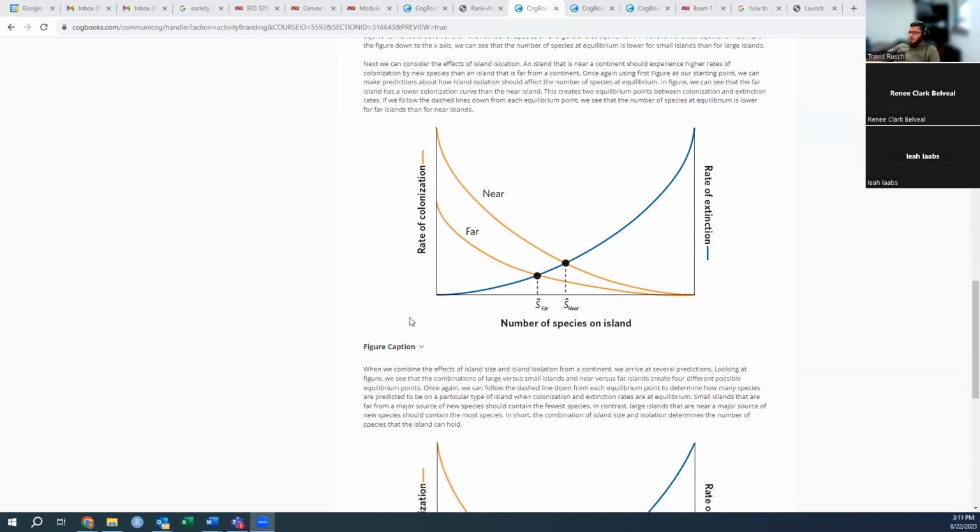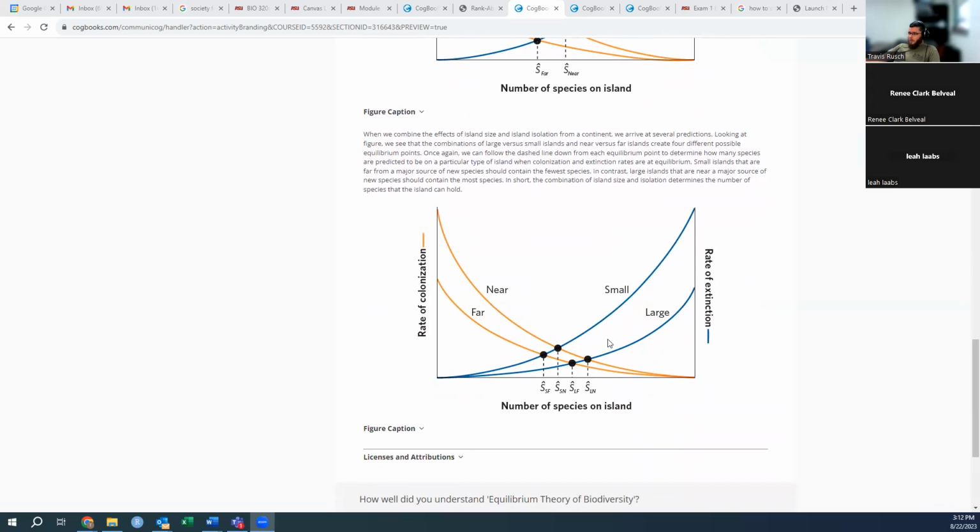Okay, that makes sense. Yeah, and then if we put it all together, right, we get 4 different equilibriums where we have small far, small near, large far, and large near. And large and near has the greatest number of species, and the small and far has the least number of species that can theoretically colonize that island. All for the reasons that we just described combined. Okay, that makes sense.